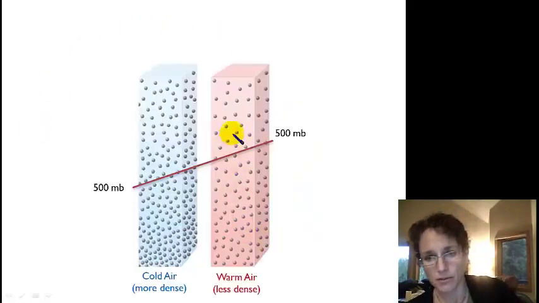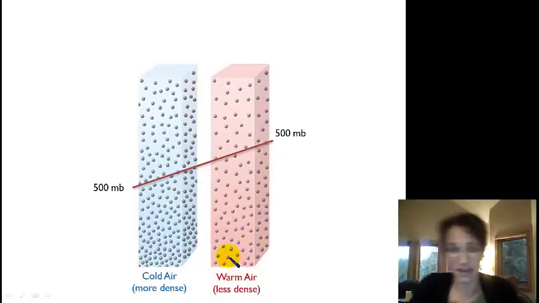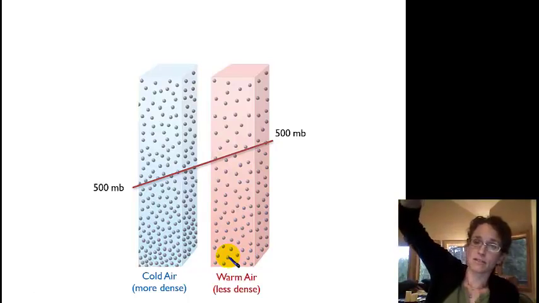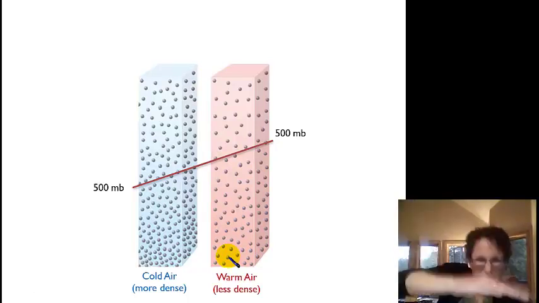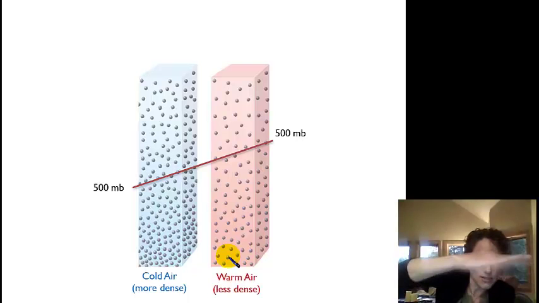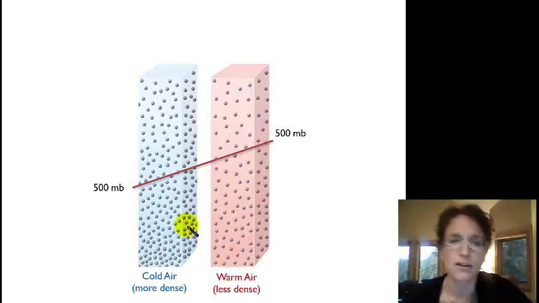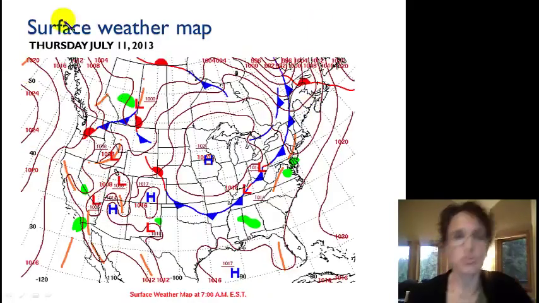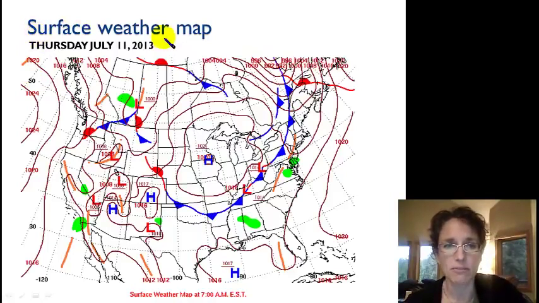So just a reminder, remember we talked about how a warm air column, that less dense air, is going to spread out, and so that 500 millibar level is going to be higher with warm air, and the cold air squishes down, and so that 500 millibar level is lower if we have a column of cold air. So if the 500 millibar elevation on an upper level chart is lower, we would expect the temperature to be colder, right?